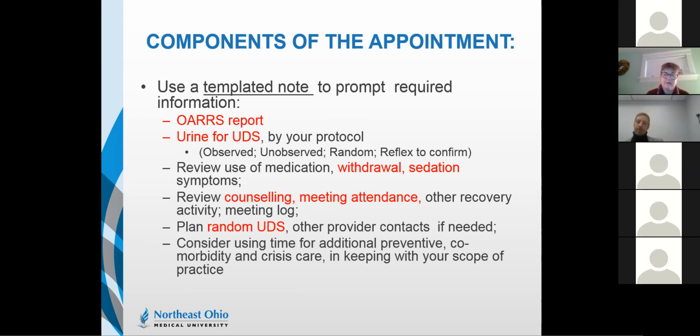And then it makes it easy to just go through looking at an ORS report, collecting our urine for our drug screen, documenting the appropriate counseling or meeting attendance that our patients are doing, a quick review of symptoms for withdrawal or sedation, and then having additional time where we can work with the patient around prevention or assuring that they're getting the other care that they need to manage the illnesses that are going to get in the way of them being in recovery.